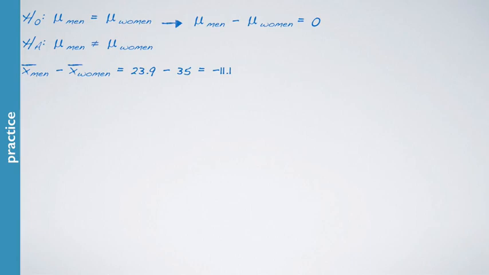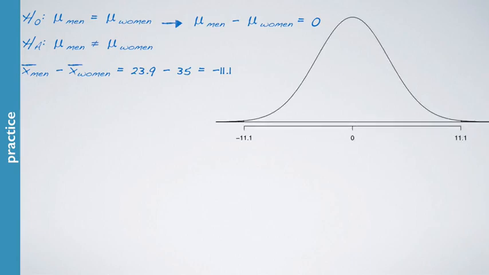Which tells us that the sampling distribution is nearly normal and centered at 0, and our p-value is going to be any region that's beyond the observed difference between the two means. So that could be less than negative 11.1 or greater than positive 11.1. I think it's looking like this is going to be a pretty tiny p-value because the shaded regions are so small. But for completeness, once again, we can actually calculate our z-score.